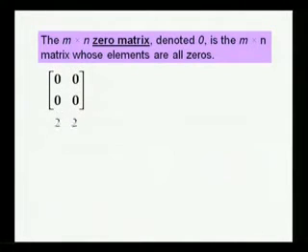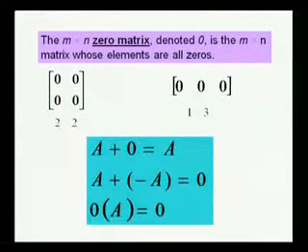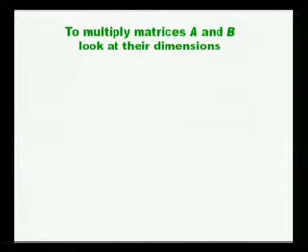Okay, this is an example of a 2 cross 2 null matrix. This is 1 cross 3, and these are some properties: if we add a null matrix to any matrix A, we get A; A minus A is equal to 0, and 0 into A is equal to 0. Now our next topic is to multiply matrix A and matrix B. This is the multiplication of two matrices A and B.